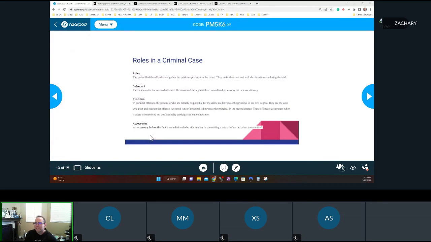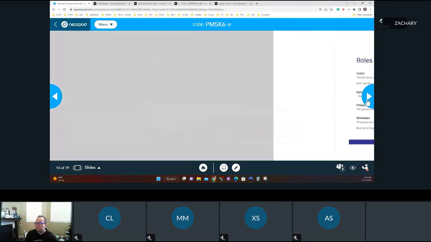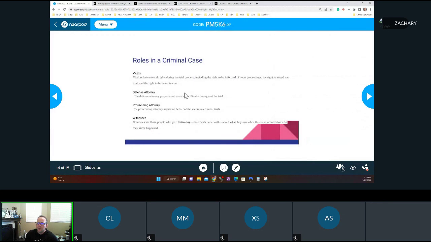Next are accessories. An accessory before the fact is an individual who aids another in committing a crime before the crime is committed. Some other roles: we've got the victims. The victims have several rights during the procedural trials, including the right to be informed of a court proceeding, the right to attend the trial, and the right to be heard in court.